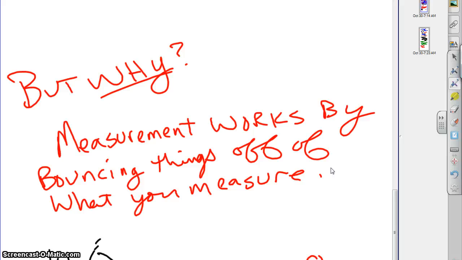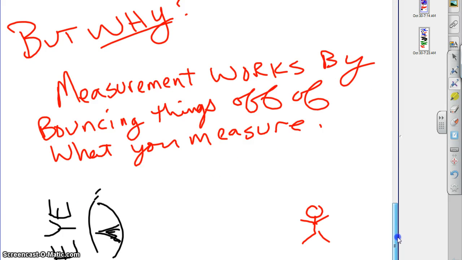The thing you have to understand is that when you measure something, when you look at it, you are actually having to bounce things off of the thing that you're measuring. Let's take this example of a person. Here's a person, and this is my eye. I'm looking out in that direction to my right, and I want to see that person. Well, of course I can't, not if it's dark. So what happens? Well, I turn on a light.